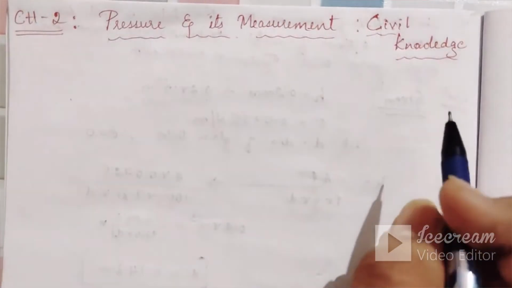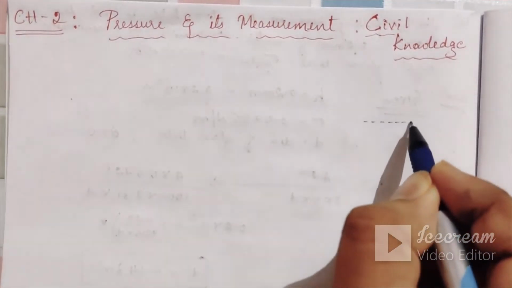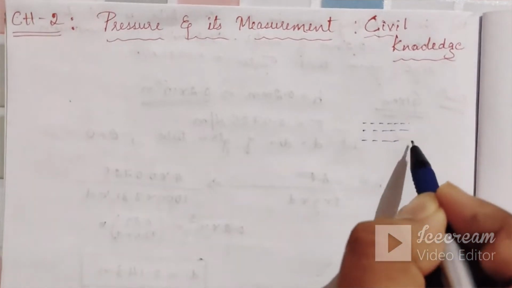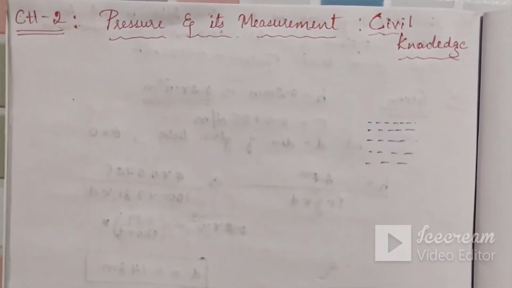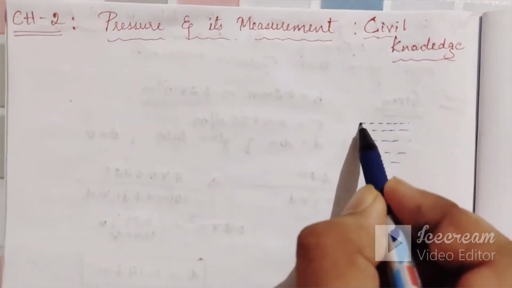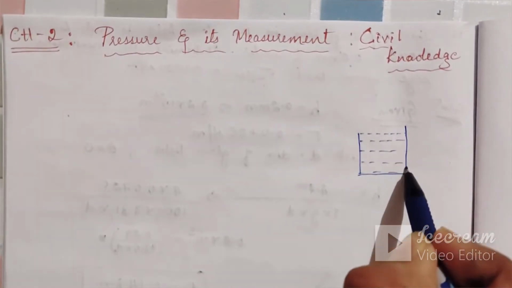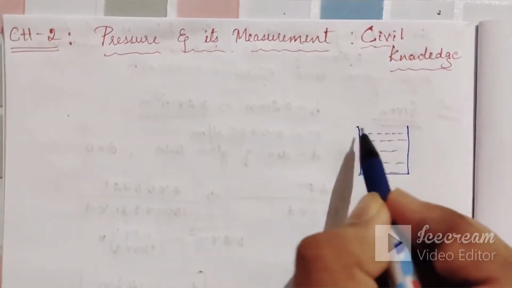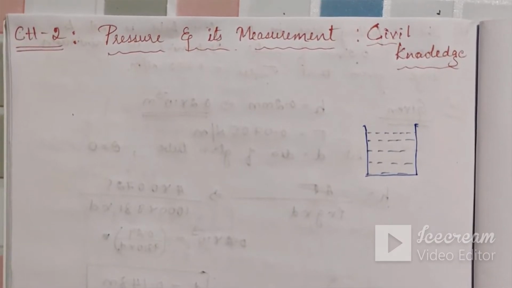Now, consider a small area dA in a large mass of fluid. So let us consider a mass of fluid. This fluid should not be flowing. It should be in a static equilibrium. So I'll constrain this. What I do, I'll take this fluid in a container.